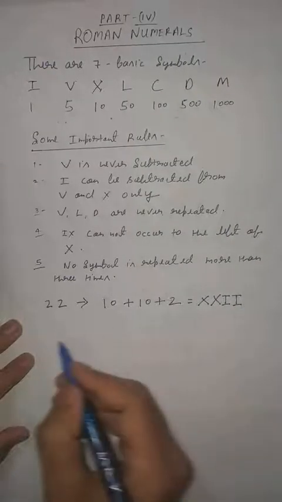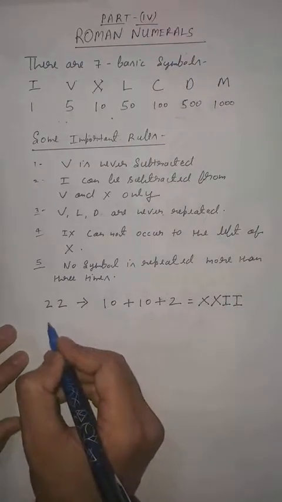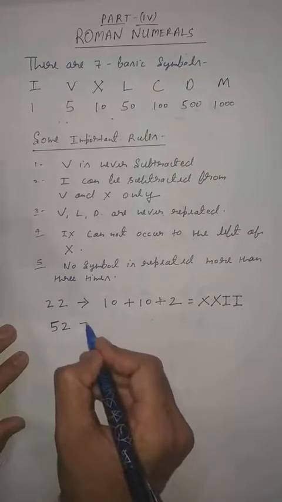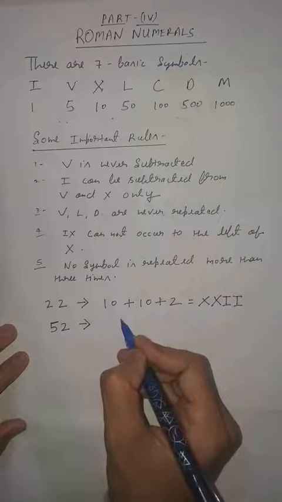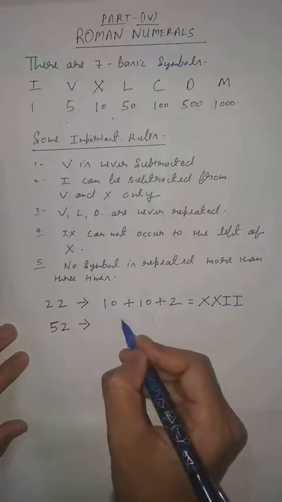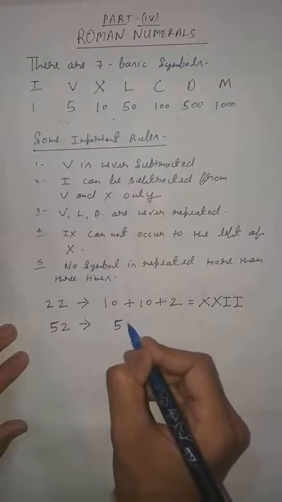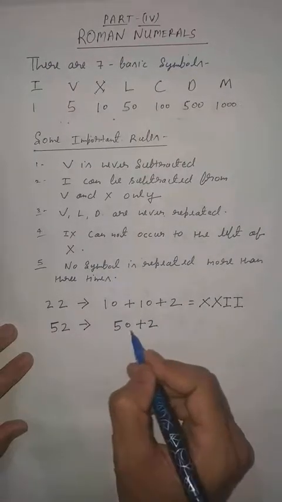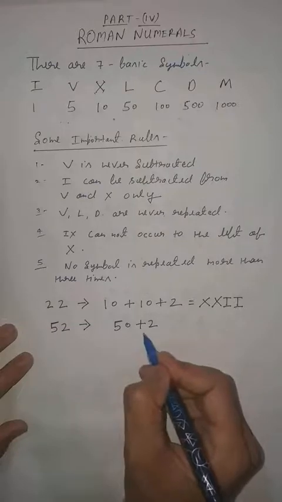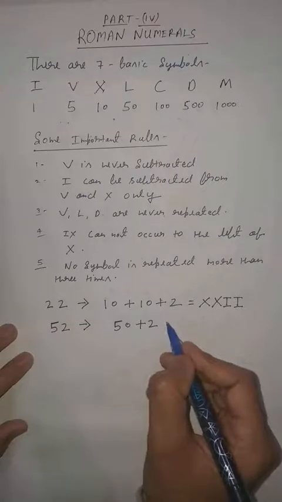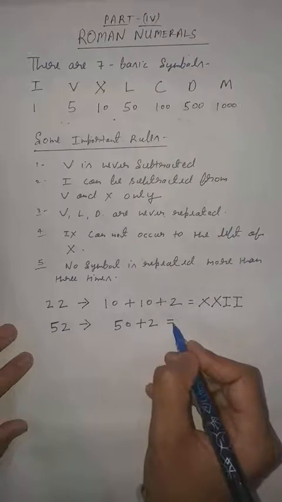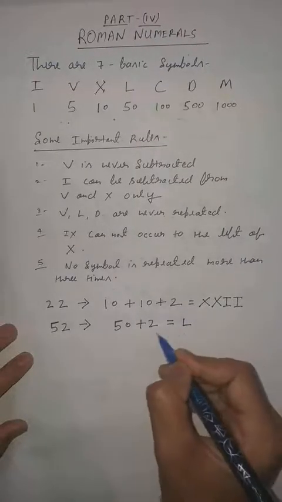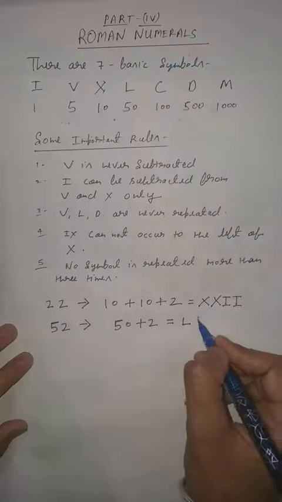Clear to everyone? Now if you have to write down 52, how will you write it? For 52, you will write 50 plus 2. There is no need to write it down like this, I am writing it only for you. You will solve the question directly. So for 50, you will write L, and for 2 you will write I two times.